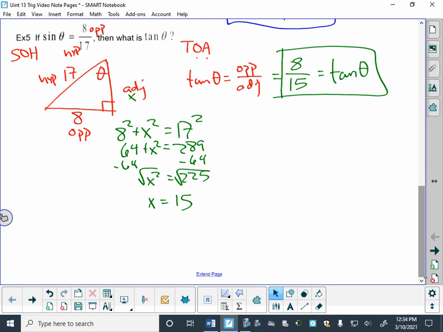So, this gives me some information about the triangle, enough that I can draw the triangle and find the pieces that I need to be able to find the other ratio that I'm looking for.